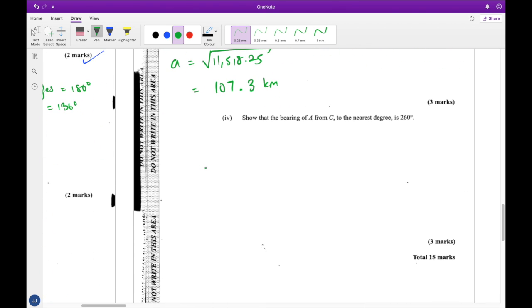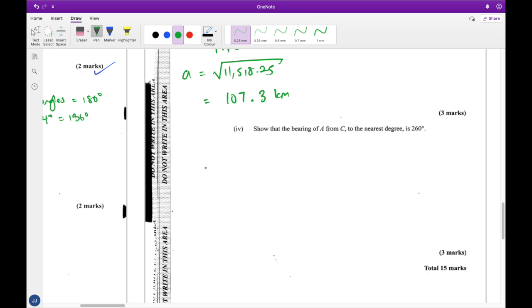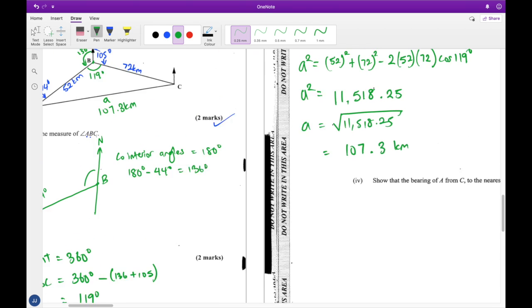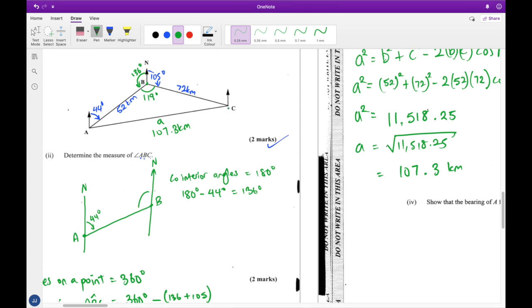Now, the last part: show that the bearing of A from C to the nearest degree is 260 degrees. So from C, I am going towards A. So I want the bearing from C. And remember, bearings are always measured in a clockwise direction from the north line. So that means I want this angle here.